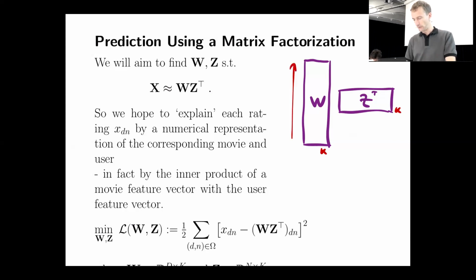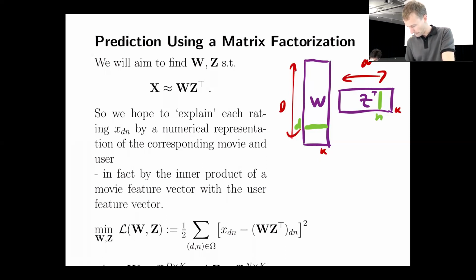So N was 500,000 and D 20,000. So these are very large dimensions, but the inner dimension is very small. So that's the idea. And then what it does, of course, you know what happens when you multiply 2 matrices. So to get the entry X_dn, which we were talking about, we just multiply the dth row of W with the nth column of Z transpose. So that's the nth row of Z actually, and that's going to be our approximation of our rating.